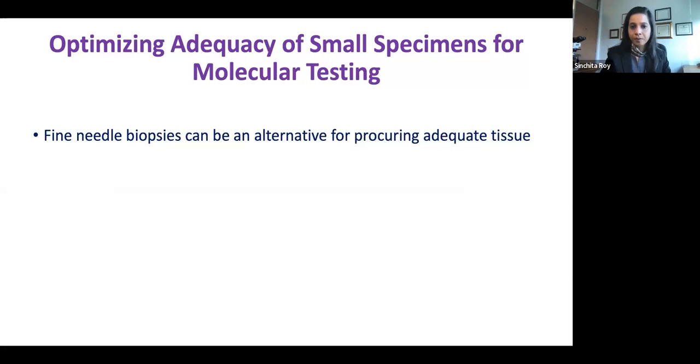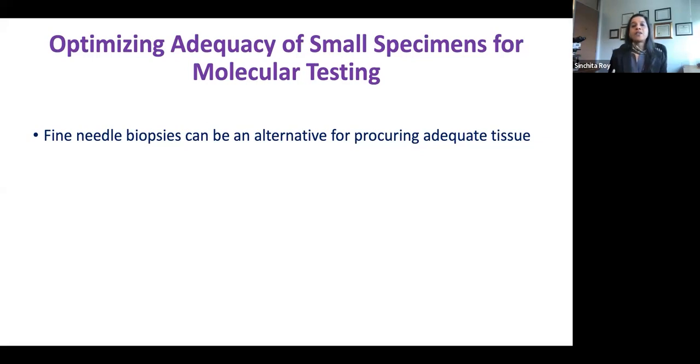Now, the other thing I also wanted to bring up, because recently we have been seeing an increasing use of a procedure that says fine needle biopsy. Now, so what is a fine needle biopsy? So it's something that kind of lies between a fine needle aspirate and a core needle biopsy.